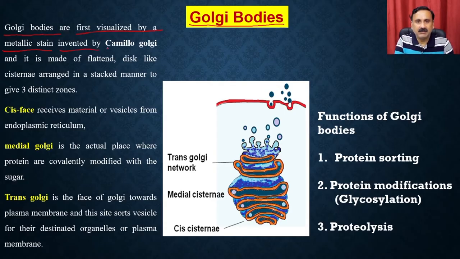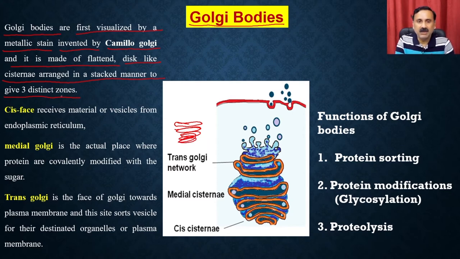Invented by Camillo Golgi, the Golgi is made up of flattened disc-like cisternae arranged in a stacked manner to give three distinct zones. So this is what you see. These are the Golgi bodies, where you have the disc-like structures attached to each other, right? And that's how it has the Golgi bodies.